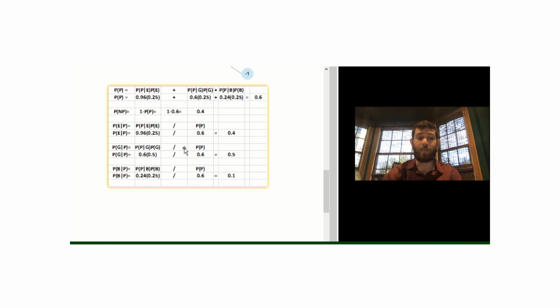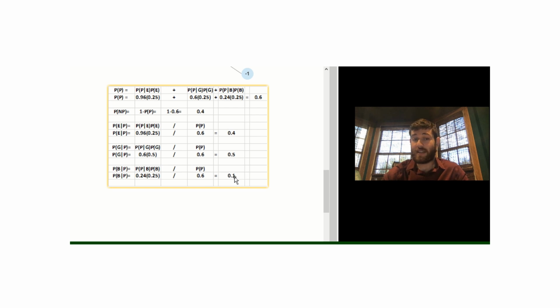To do the same for probability of G given P, we do the same thing, but now it's probability of P given G times probability of G, which is 0.6 times 0.5, divided by probability of P again, which we calculated as 0.6, and we get 0.5. The probability of B given P is equal to probability of P given B times probability of B divided by P, which calculates to 0.24 times 0.25, again, which was given, divided by the 0.6, which we calculated, which is 0.1.